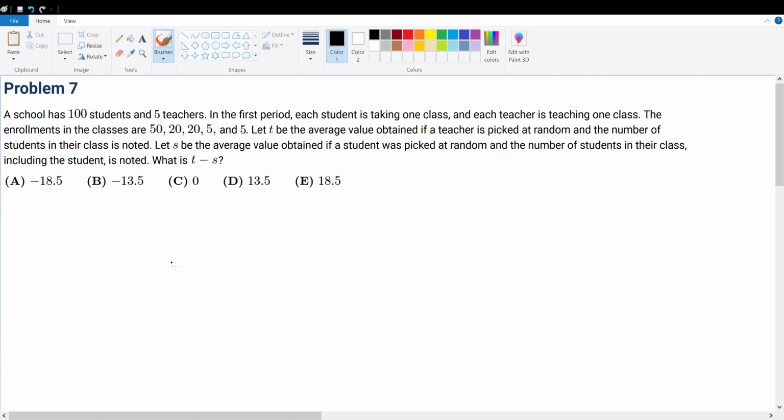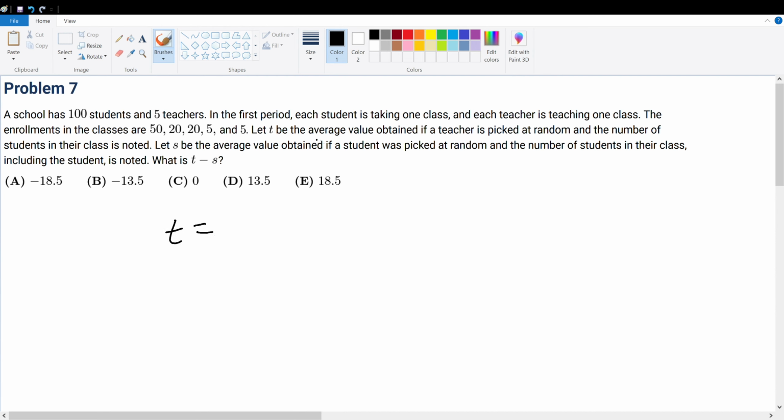Let T be the average obtained if a teacher is picked at random and the number of students in their class is noted. Let S be the average value obtained if a student is picked at random and the number of students in their class, including the student, is noted. What is T minus S? So obviously we need to solve for the respective values of T and S. So let's start with T.